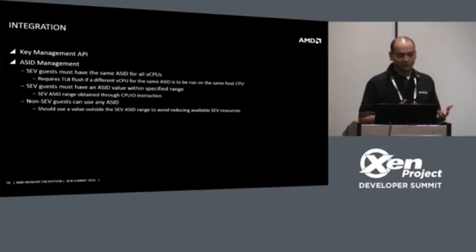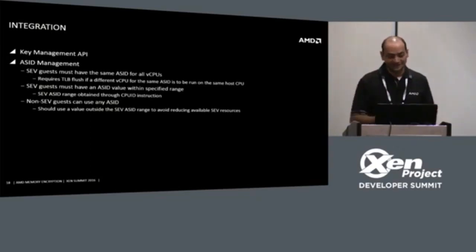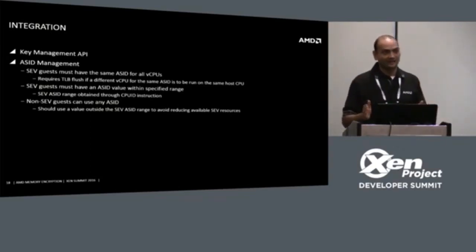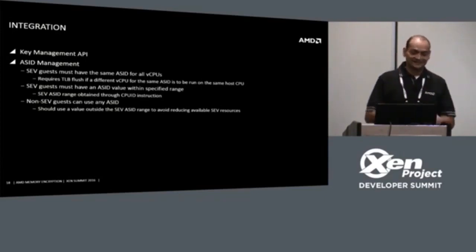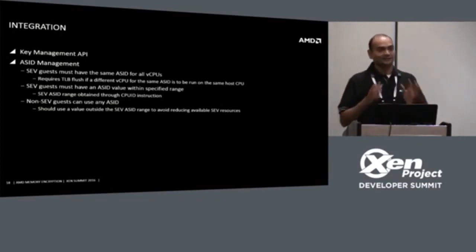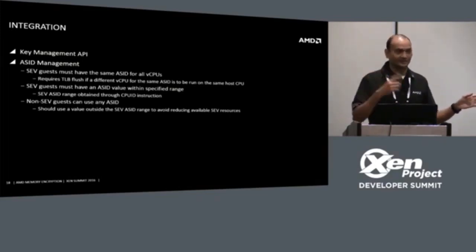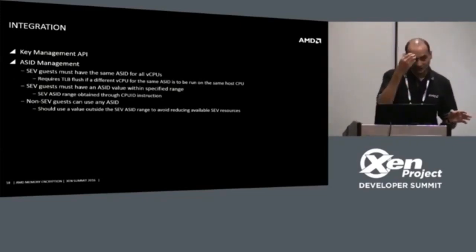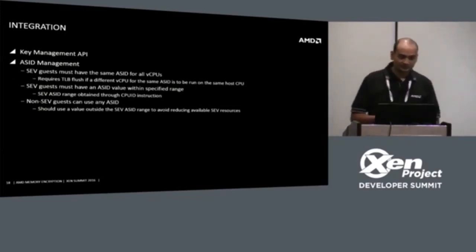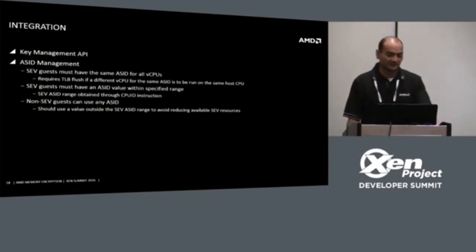I think most of the time when a new vCPU is created, it picks up a new ASID, but in case of an SEV guest, all the vCPUs should share the same ASID. And since they are sharing the same ASID, if the vCPU was ever scheduled on a different physical CPU, then that's fine. But if another vCPU was scheduled over there, then we have to do a TLB flush on the guest. So those kinds of things are what we have to take care of inside the ASID management.